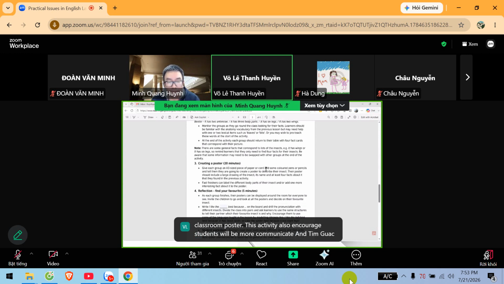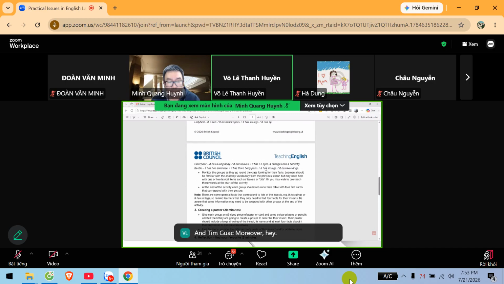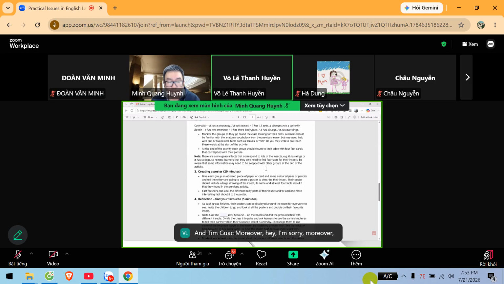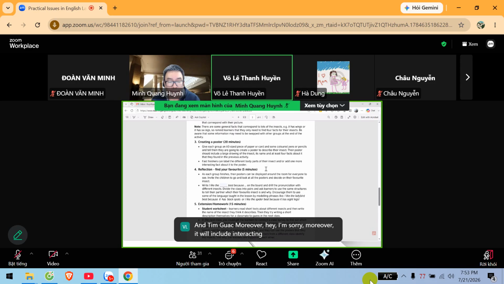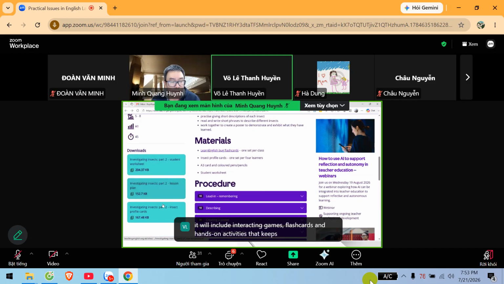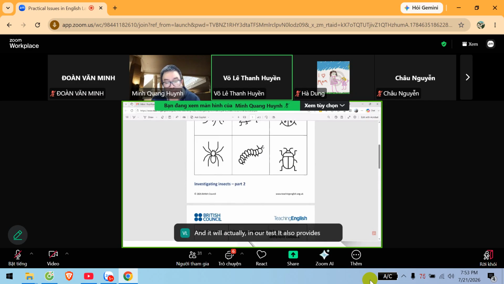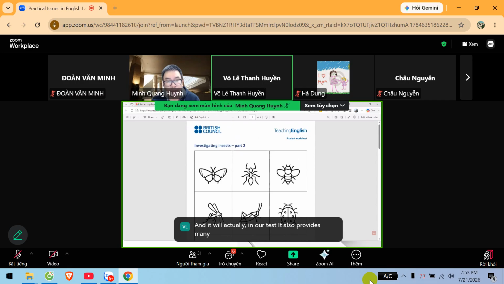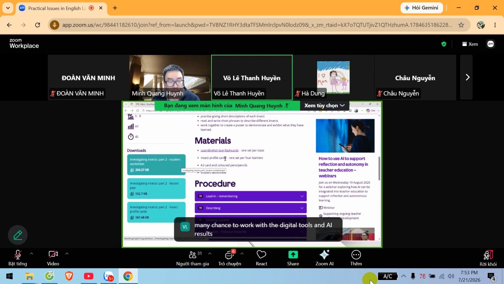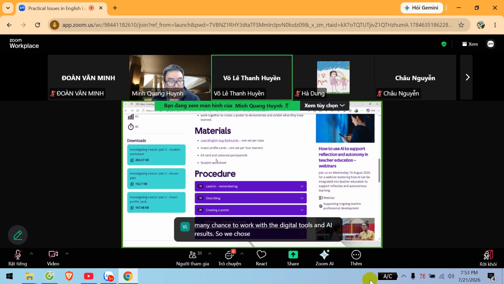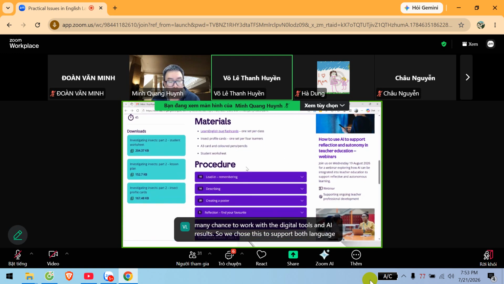Moreover, it will include interactive games, flashcards, and hands-on activities that keep students motivated and active in our class. It also provides many chances to work with digital tools and AI resources. So we chose this to support both language development and science-based inquiry.